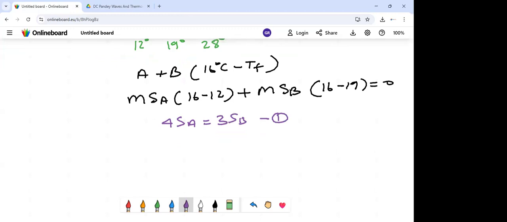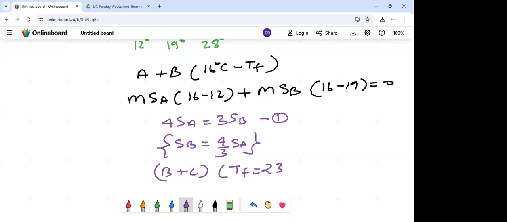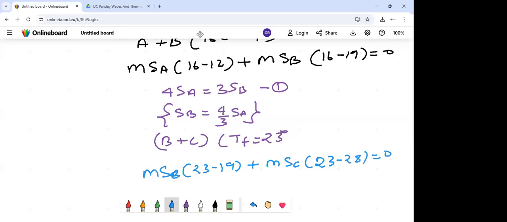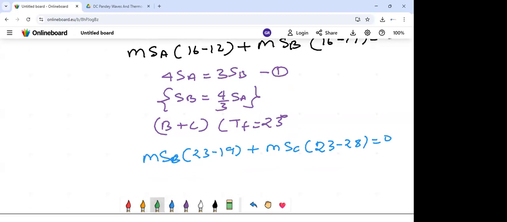Now, what they are saying is, basically, we are getting specific heat of B as 4/3 times specific heat of A. Then they are saying B and C are mixed together, and the final temperature was 23 degrees. We will use the same logic. Mass is same, specific heat of B, final temperature is 23 minus 19, plus mass into specific heat of C, final temperature is 23 minus 28, equals 0. Same thing we are using. So here we will write specific heat of B into 4 equals 5 into specific heat of C.